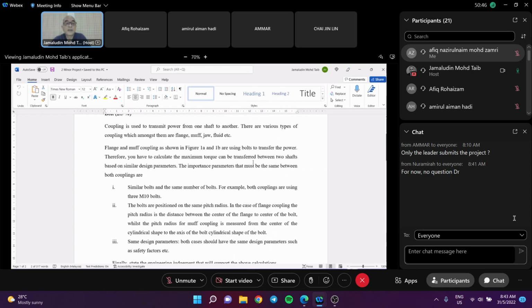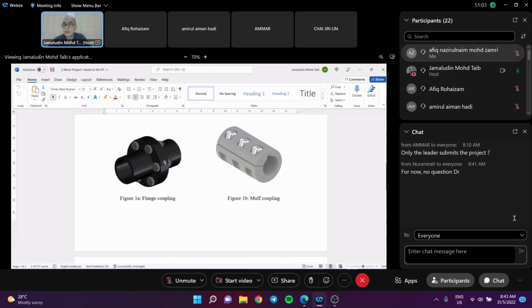What you do now is calculate the maximum torque to be transferred between the two shafts based on similar design parameters. The important parameters must be the same between both couplings, for example the flange coupling and the muff coupling. They will be different in how they load the bolts. In the flange coupling, the load here is totally shear load. In the muff coupling, it is totally tension load.